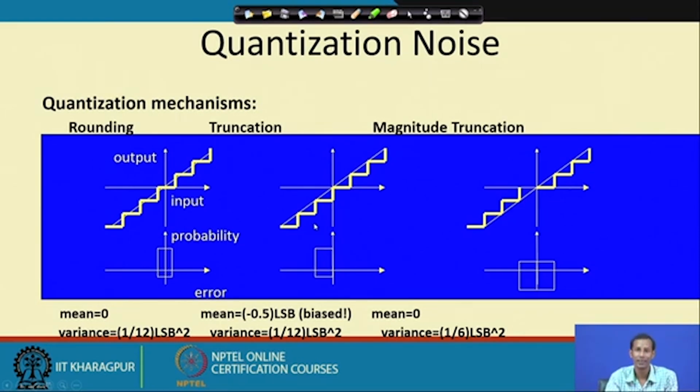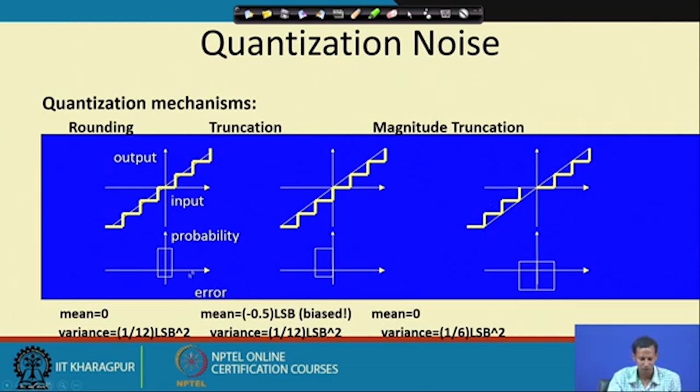What I say, why is it that? Because truncation means I am just discarding. Rounding means we are just getting the nearest value. So, in truncation, it will always be just below the particular line. In magnitude truncation, based on that we can take the decision.